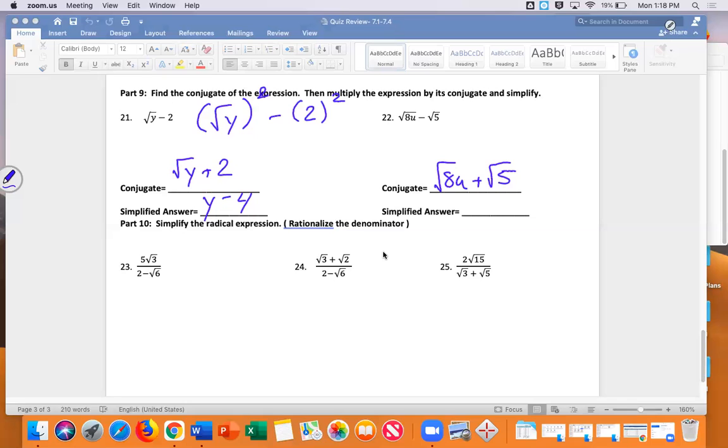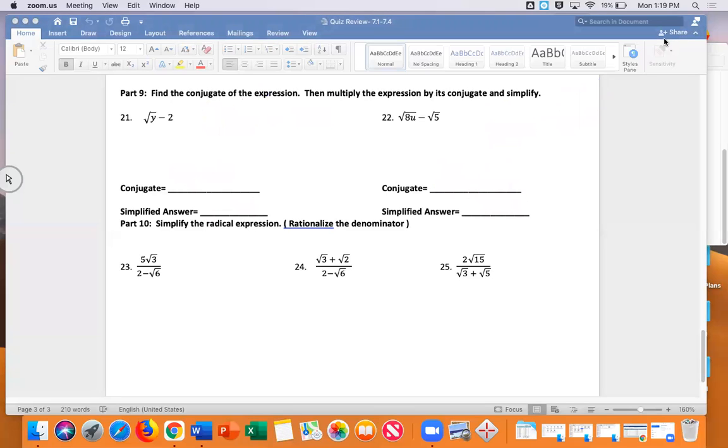Owen, what would you get for 22 then? 8u minus 5. Because he's doing the square root of 8u squared minus the square root of 5 squared. And it's always minus, right, Owen? Always minus. Nicely done, Owen. Thank you for finding that pattern, saving me some time.